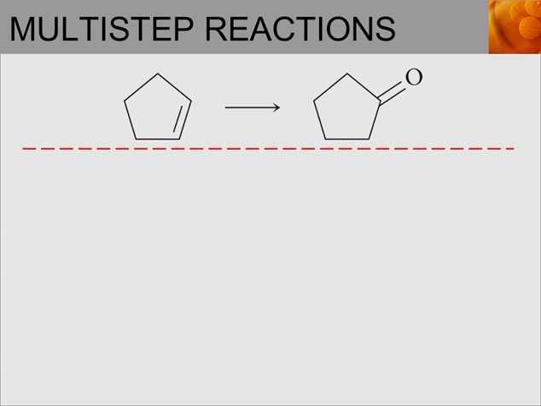So oftentimes when chemists are trying to make a specific product, they have to start with something that might need multiple reactions in order to get to that final product. So that's where we get that multi-step reaction. So for example, let's say that a chemist has this alkene and they're trying to make a ketone. So they're trying to add this carbon double bonded to oxygen, but all they have available is that alkene at the start.